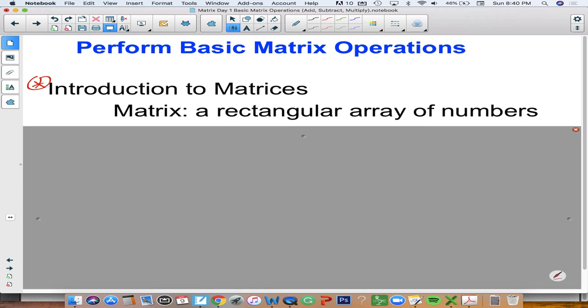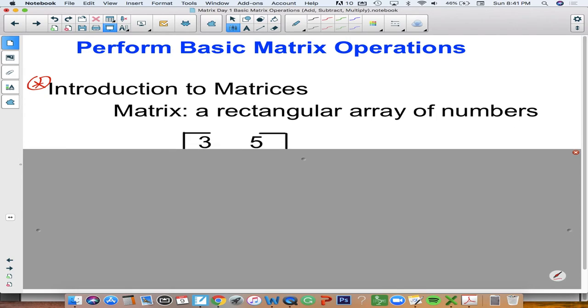Matrices is the plural of matrix. A matrix is just a rectangular array of numbers. There's actually a movie called The Matrix. Hopefully some of you have seen it, but it's just a whole bunch of numbers. Like at the beginning of the movie, it's a bunch of green numbers going up and down on the screen. Those can be an example of a matrix.